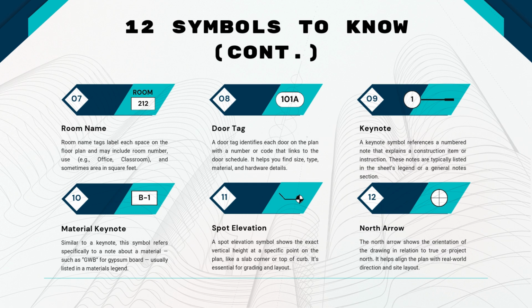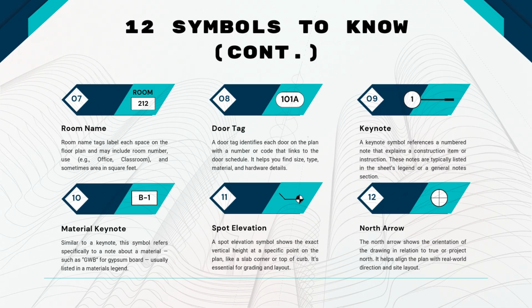Now, a door tag identifies each door on the plan with a number or a code that links to a door schedule. It helps you find size, type, material, and hardware details. Then you have a keynote. A keynote symbol references a numbered note that explains the construction item or instruction. These notes are typically listed in the sheet's legend or in the general notes section.